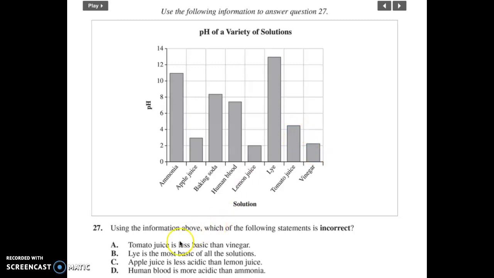This is tricky, right? Let's look at it carefully. Tomato juice is less basic than vinegar. Tomato juice is more acidic than vinegar. No, it isn't. So A. Let's double check though to make sure that it's A.